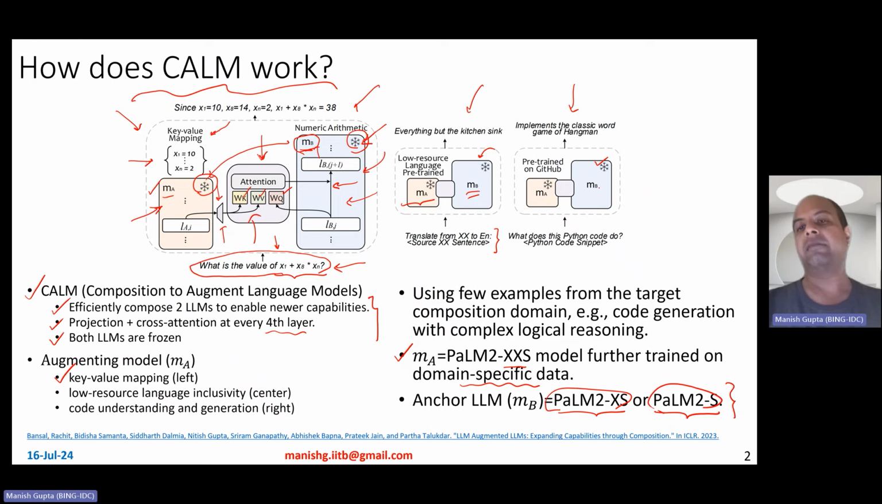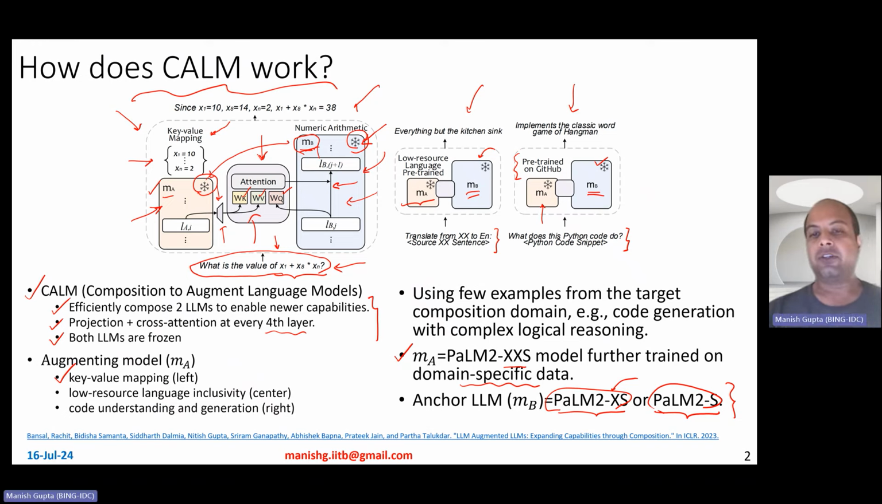Similarly, in the third case, MB is a generic generative PaLM XS small pre-trained model. It does not really know how to generate code that well, and therefore you augment it using MA, which is specifically pre-trained on GitHub kind of data, so that it knows how to generate code. The combination of the two can then be used to solve various interesting code-to-text, text-to-code, or code completion kinds of problems.